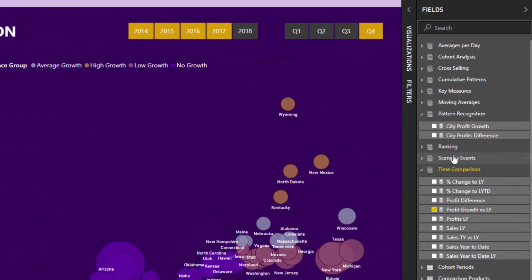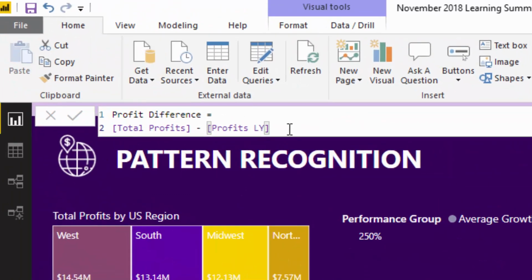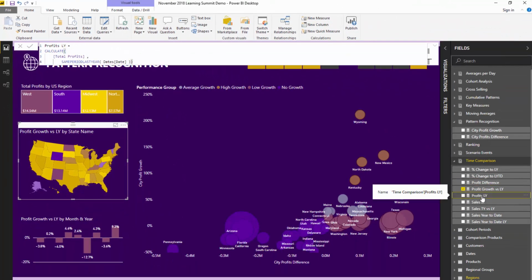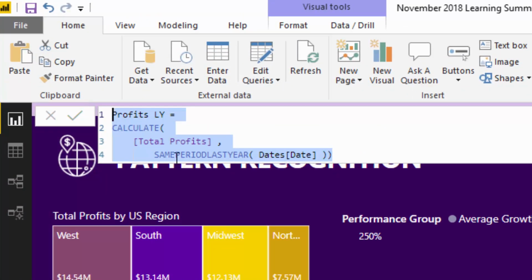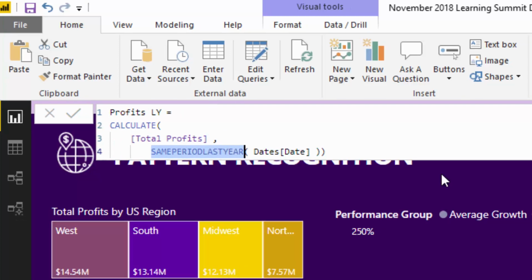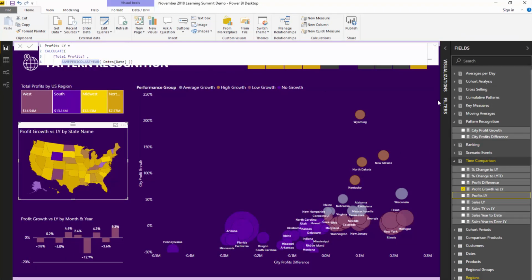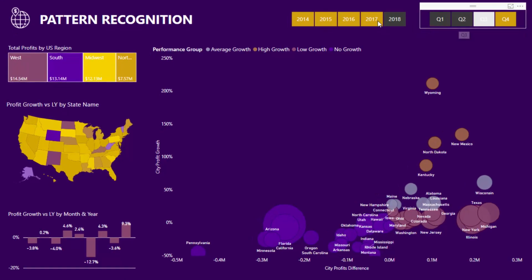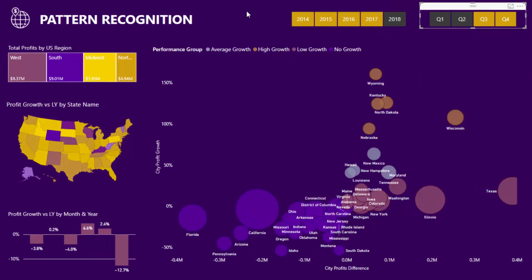Now, the first thing that we need to do is work out, simply, what is the profit growth to last year, okay? What is the profit difference, right? I won't show the simple stuff like total profits, etc. All I've done is go total profits minus profits last year. You'll see that this is purely just referencing measures, a measure of just measures. And profits last year was very, very simple. I've gone over this many times, just a time intelligence function utilizing the same period last year. So these will obviously update depending on whatever time context we select. I can change the selection very quickly like that.